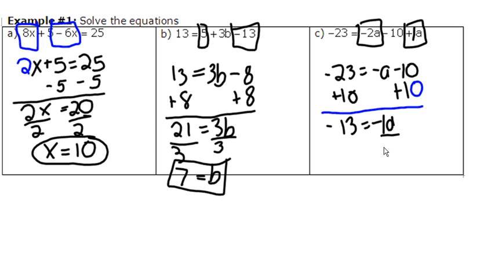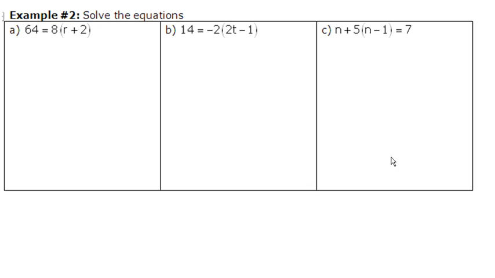So I would get rid of the negative 1 by dividing, because it was negative 1 times a. So I do the opposite, I divide. Well, negative 13 divided by negative 1 is positive 13. And negative 1a divided by negative 1 is a positive a. So I have 13 equals a. So let's go on to the next example.